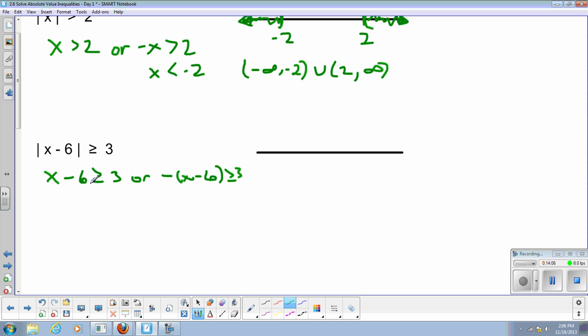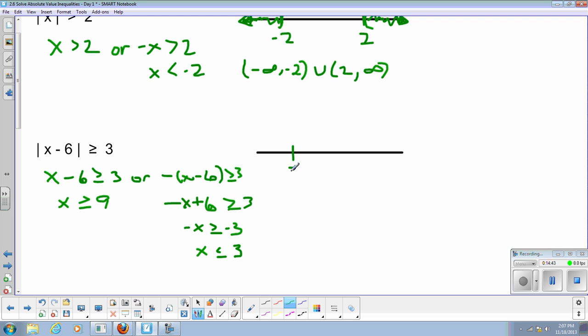So now let's solve each inequality. Add 6 to both sides. X greater than or equal to 9. Distribute the negative sign. Subtract 6 on both sides. Divide by -1. Switch my inequality symbol. So I have x is greater than or equal to 9, or x is less than or equal to 3.